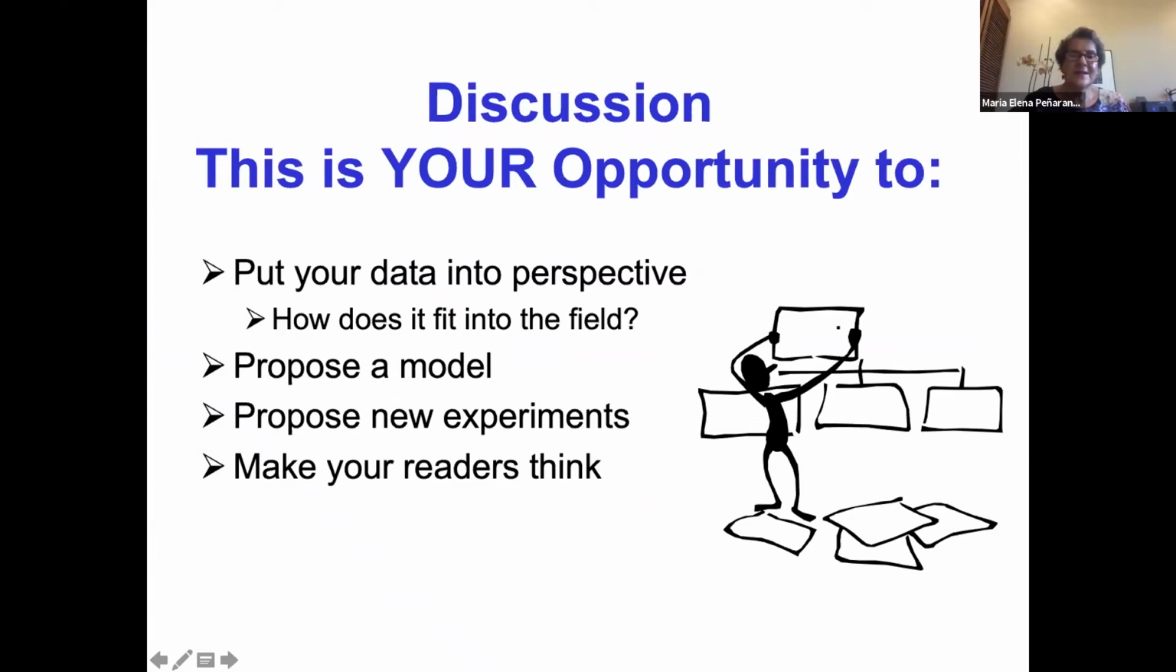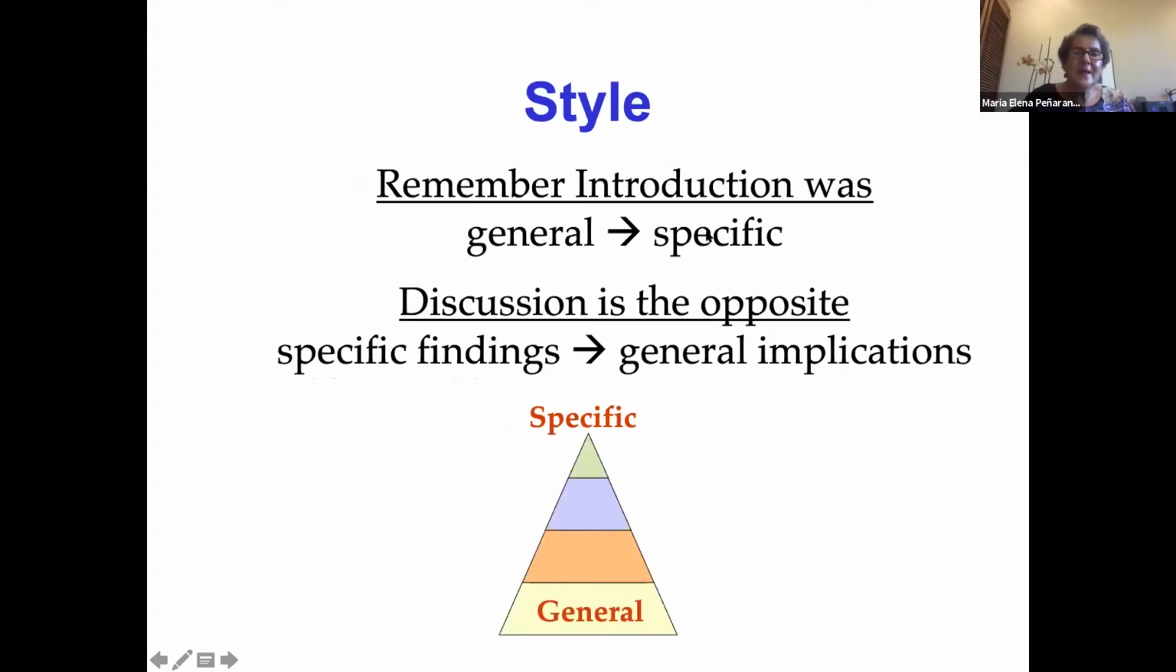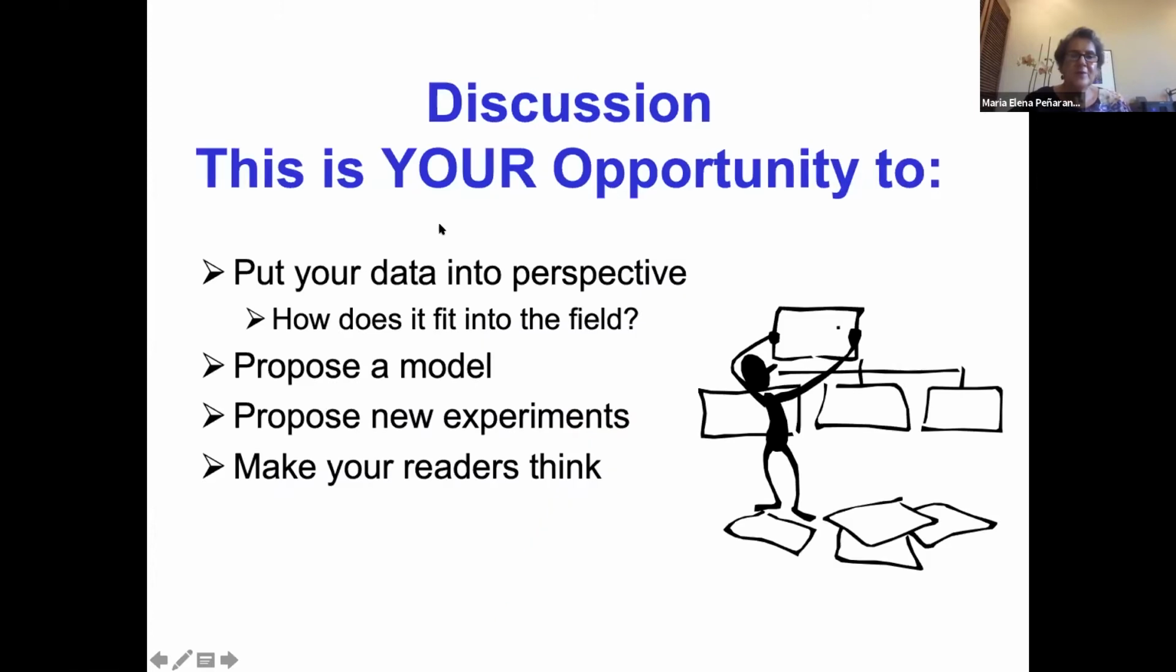I finally did it. The discussion. This is your opportunity to finally say what's in your mind. How do you want to interpret your data? It puts your data into perspective. How does it fit in the field?